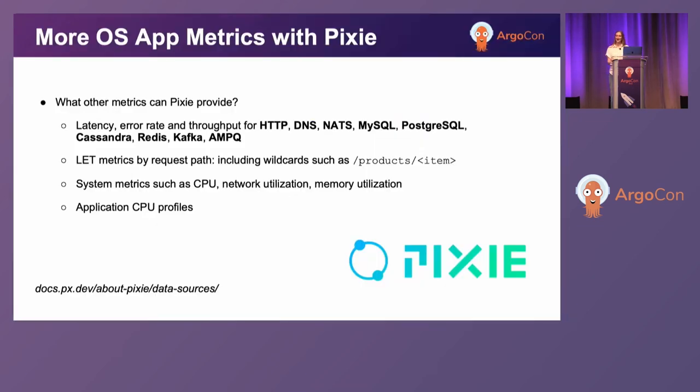So Pixie can provide a lot of other metrics. For all of the protocols listed, you can get latency, error, and throughput. And you can also get those metrics by request path.